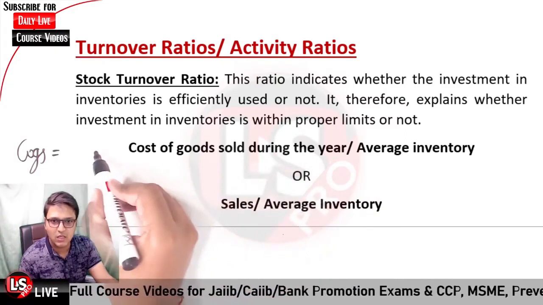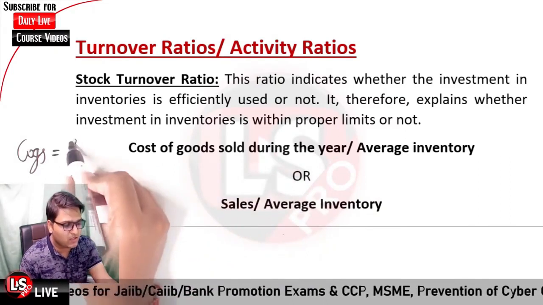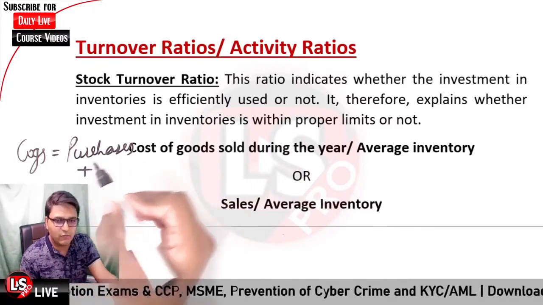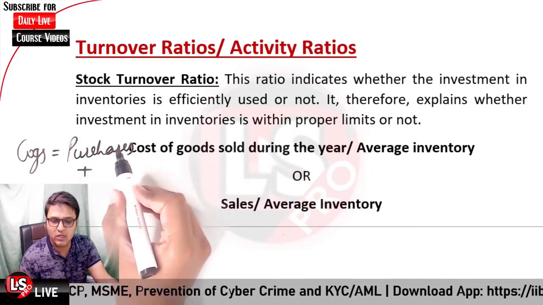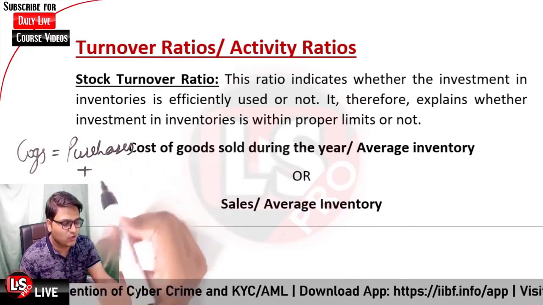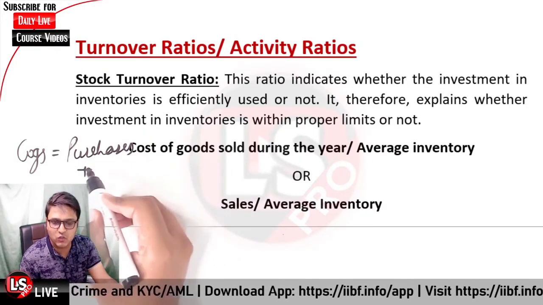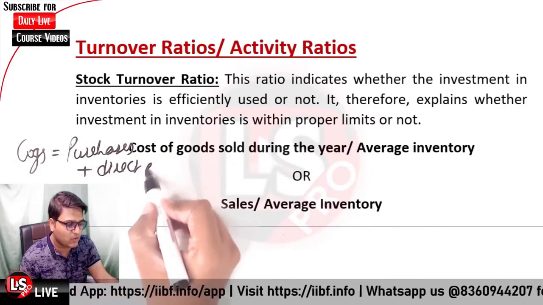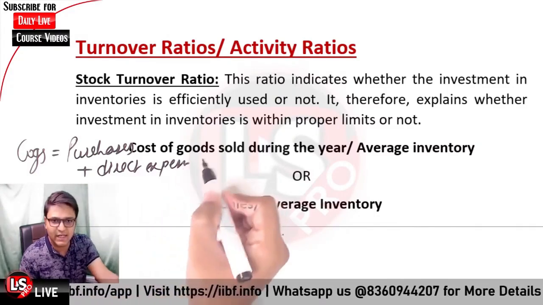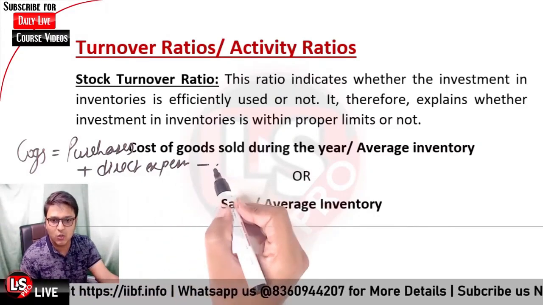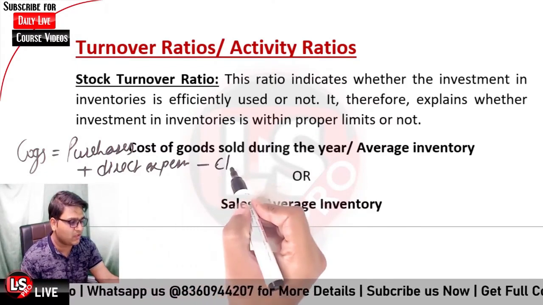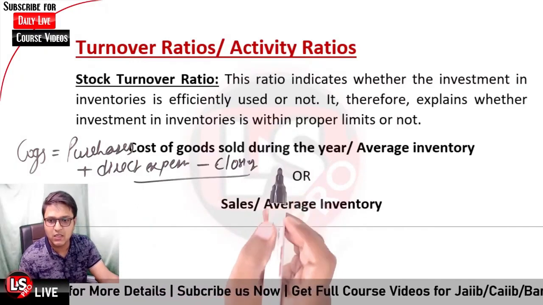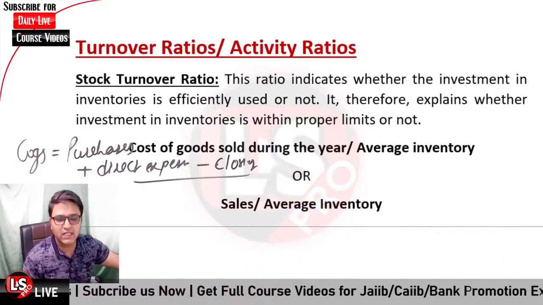Okay, let me tell you then. It is whatever purchases you have made and whatever amount you have spent on them, likewise you must have spent direct expenses or labor cost, whatever the amount you have spent, that would be added to it, and you will subtract the closing stock from it. That is cost of goods sold. So that is the formula.